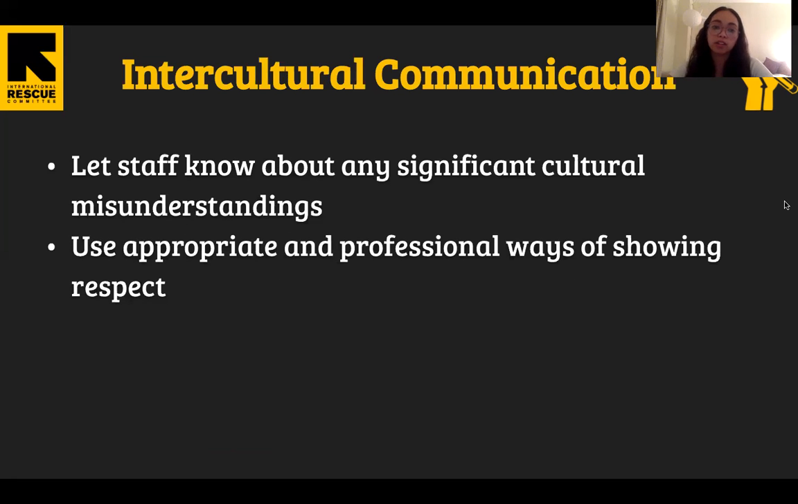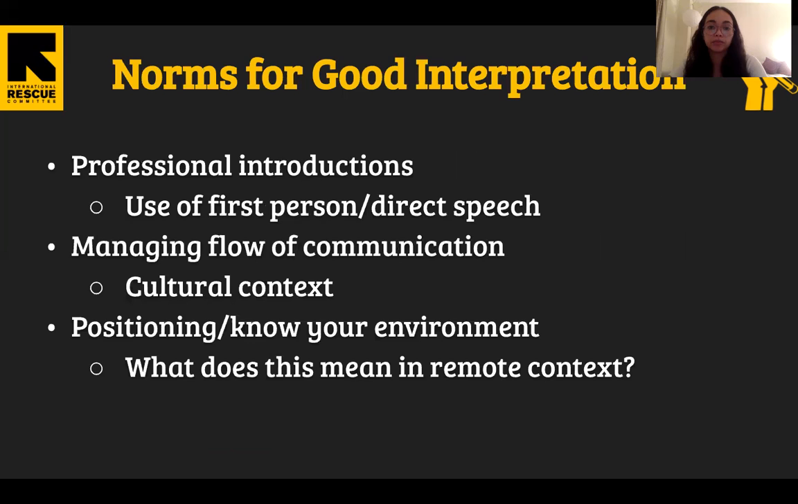Intercultural communication. Let staff know if there are any significant cultural misunderstandings. This is really important because this could change the conversation and could change the meaning of a party's message. So it's important to be aware of this and to bring them up at an appropriate time. And make sure that you use appropriate and professional ways of showing respect.